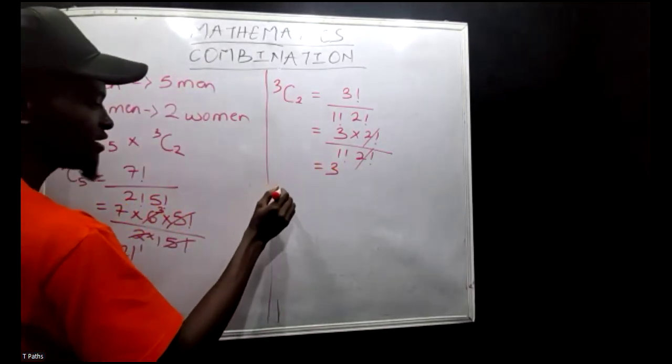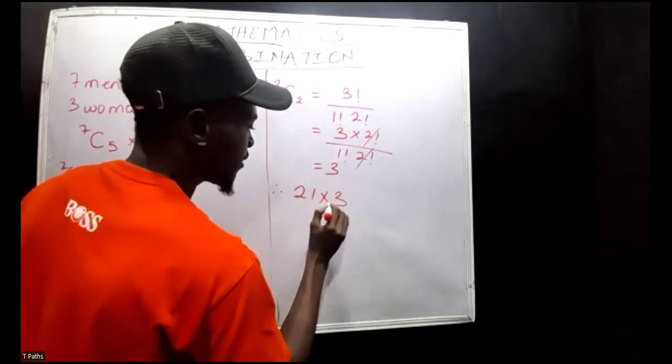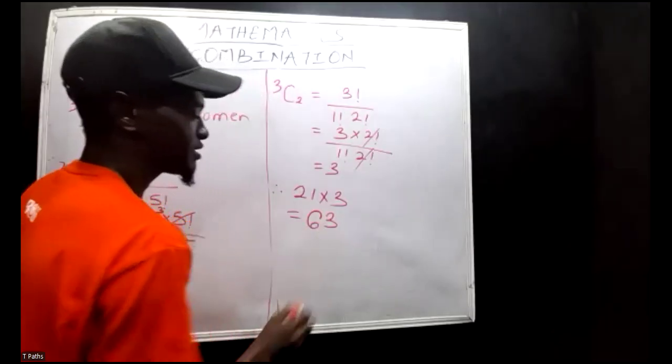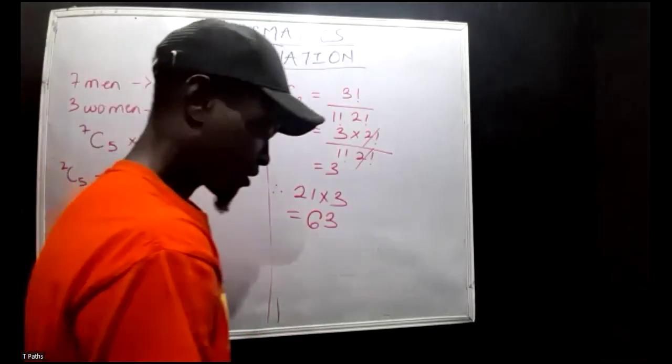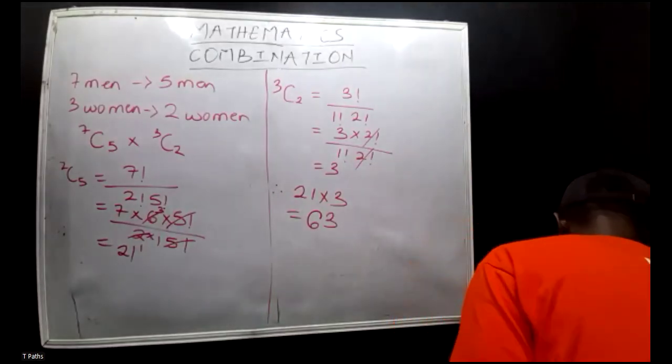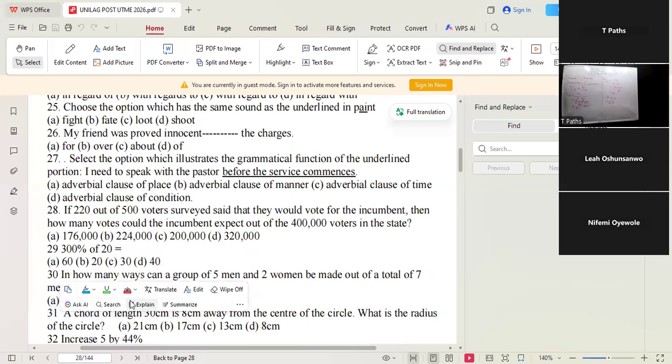So multiplying them, the total number of ways should be 21 multiplied by 3. What's 21 times 3, class? 63. 21 times 3 is 63. The answer for that is simply 63. Right now, I want us to look at other ways they can set their questions.